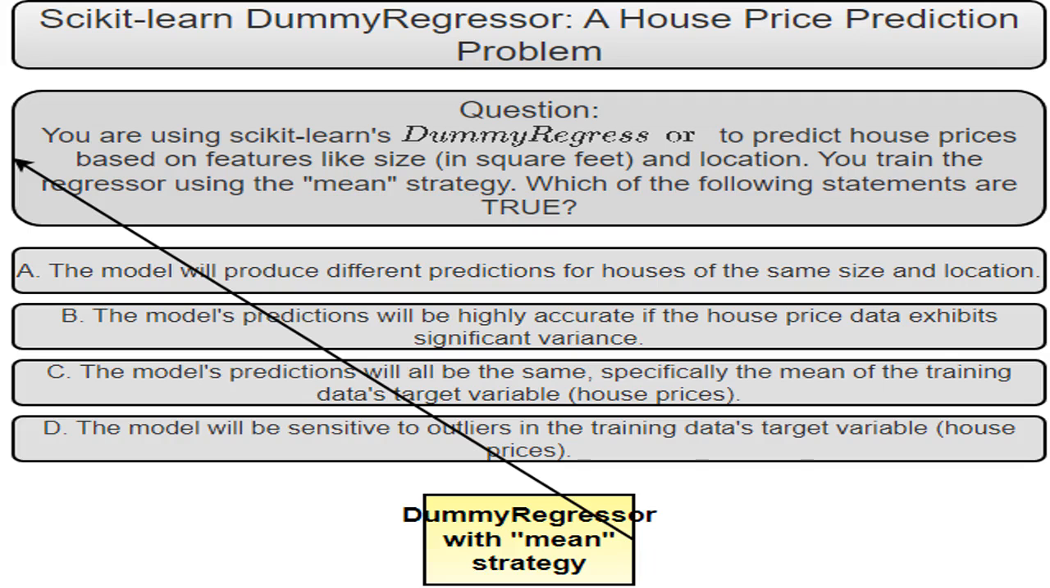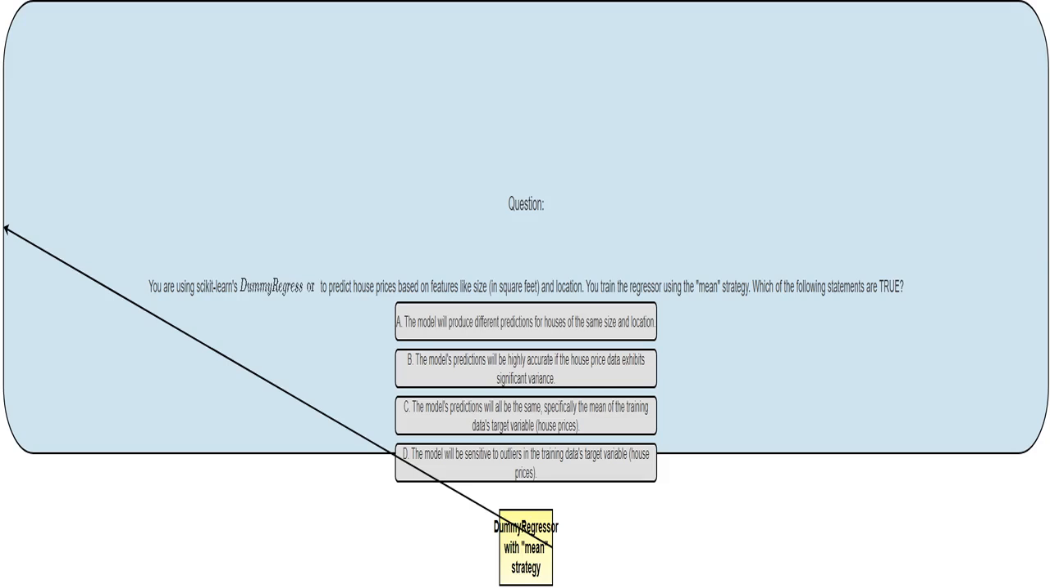I'm introducing a problem about predicting house prices using a simple machine learning model called DummyRegressor from the Sklearn library. We'll explore how it works and analyze its predictions. I'm posing a multiple-choice question. You'll need to understand how DummyRegressor with the mean strategy works to answer it correctly.